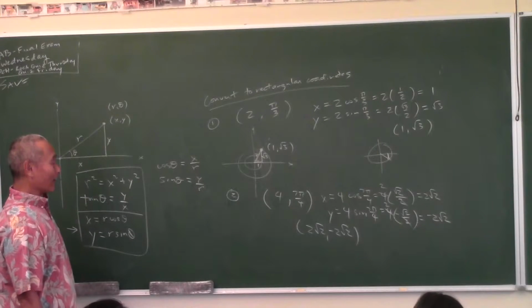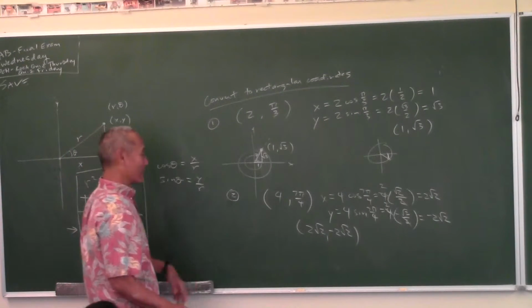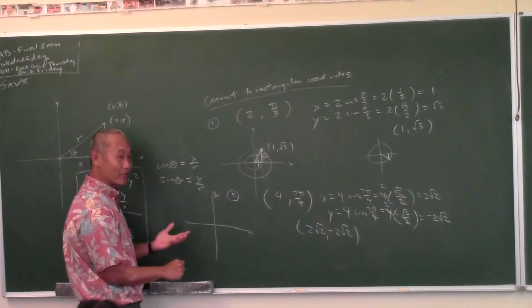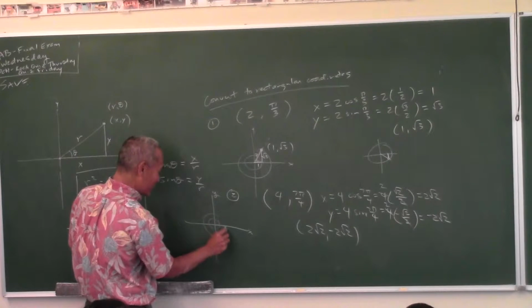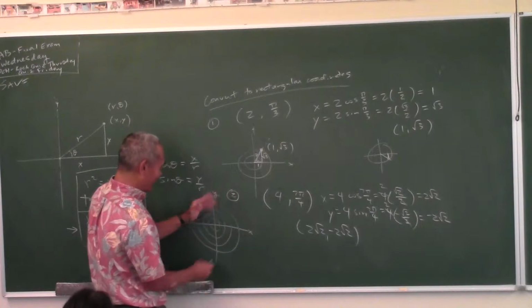Mr. Park, I don't know any trig values, I forgot everything. Okay, let's pretend you forgot stuff. Let's just pretend. Like I said, you don't have to use the formulas. You can actually just draw a picture. Okay, measure off an angle of 7 pi over 4.